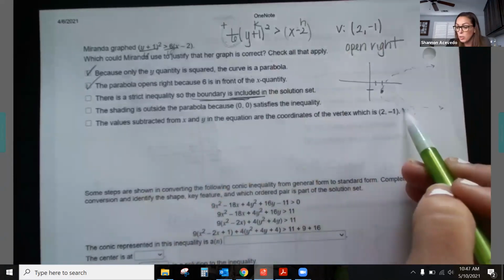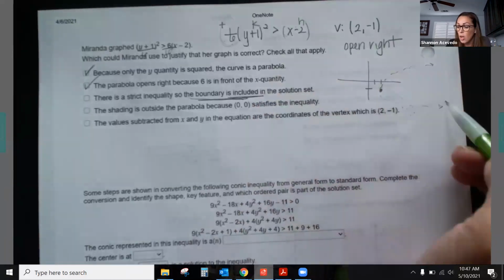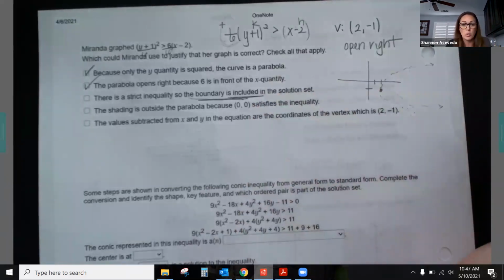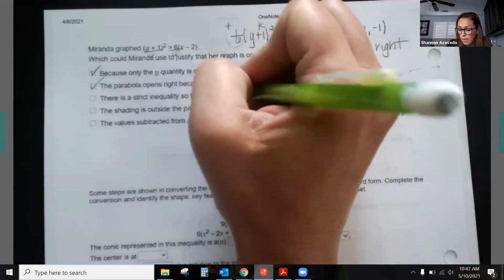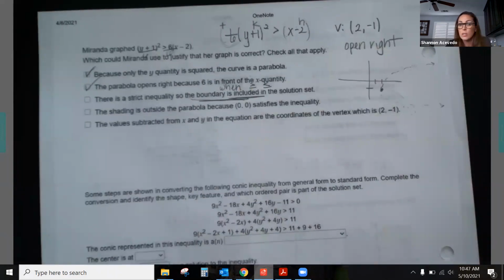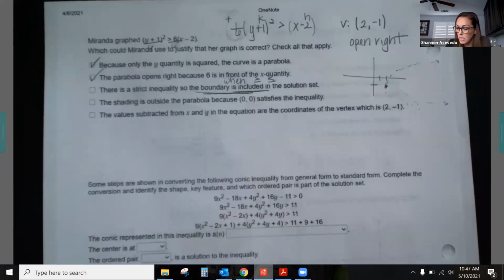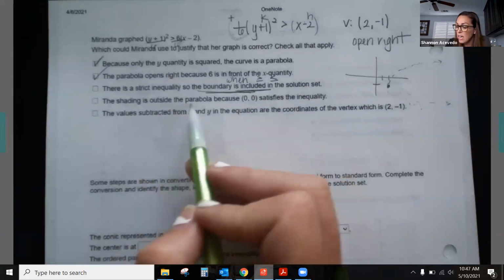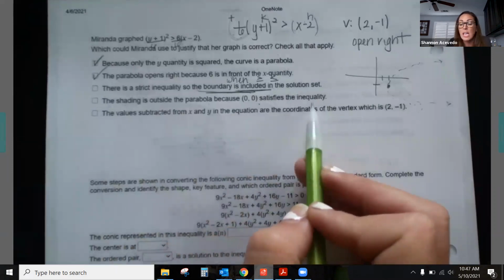That is not true. The boundary would be included if we had an equal sign and this was a solid line, then that's when the boundary is included. So boundary is included when you have a greater than or equal to or less than or equal to. So that is not included for this one. This also says, so the shading is outside the parabola because 0, 0 satisfies the inequality.